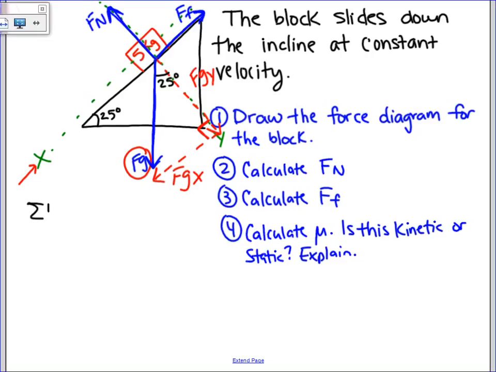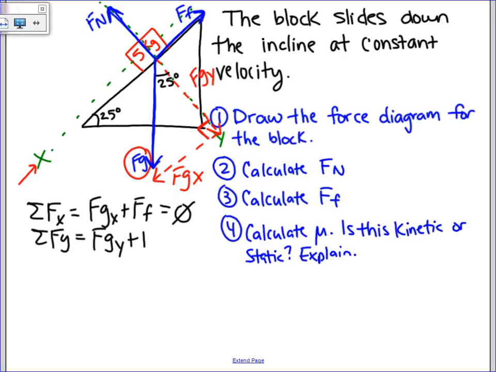The sum of the forces in the x direction is going to be the force gravity x plus the force of friction. And since it's sliding down at a constant velocity, it is equal to 0. The sum of the forces in the y direction is equal to force gravity y plus force normal, and that's also equal to 0. It's in equilibrium in both the x and the y direction. Now that we have that, we can do steps 2, 3, and 4, hopefully with relative ease.